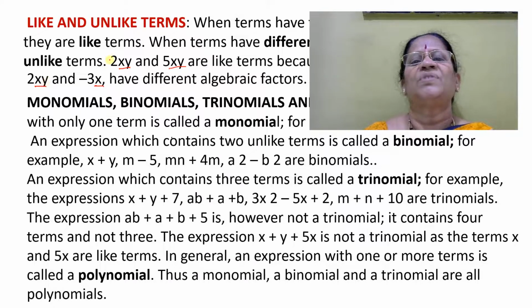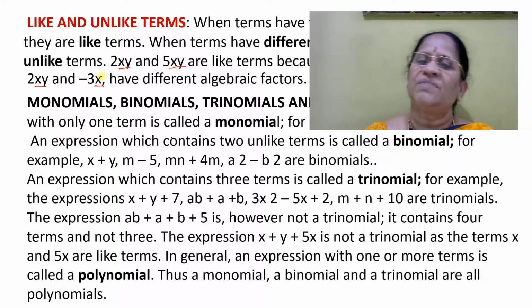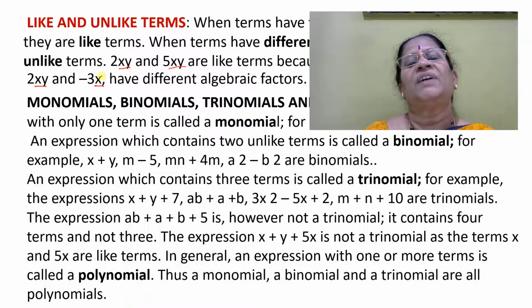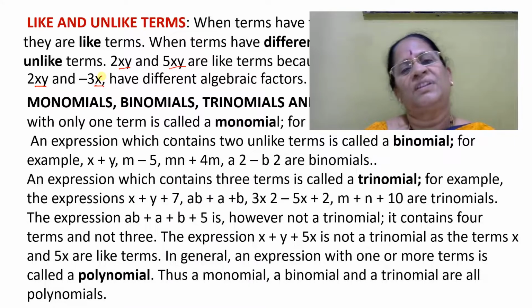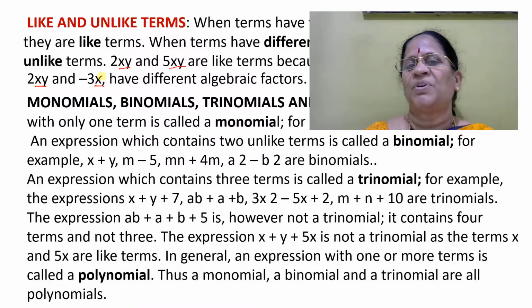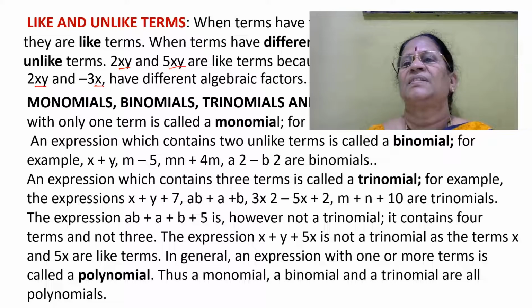So, like terms will have the same algebraic factors with the same exponent, whereas unlike terms have different variables or different exponents. Even though the variables are the same, with different exponents, they are said to be unlike terms only. Suppose we have, say, x minus 3x. They are said to be like terms because the variable is the same and the exponent is also the same.